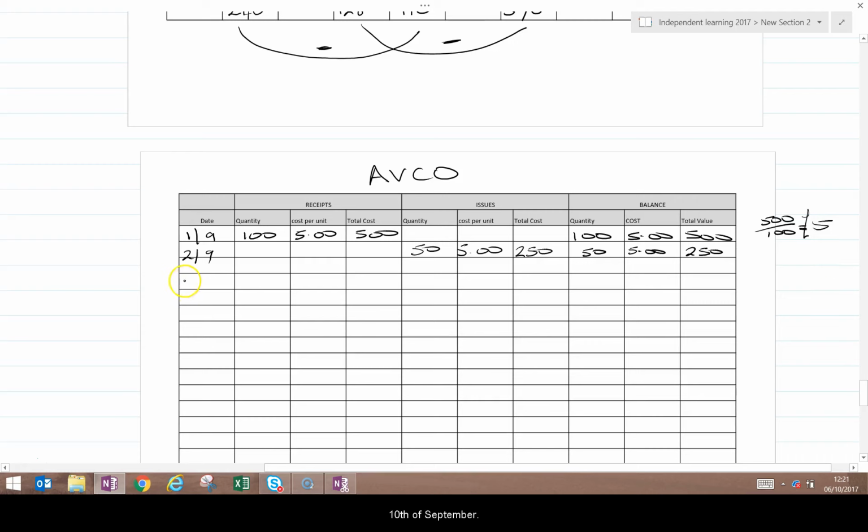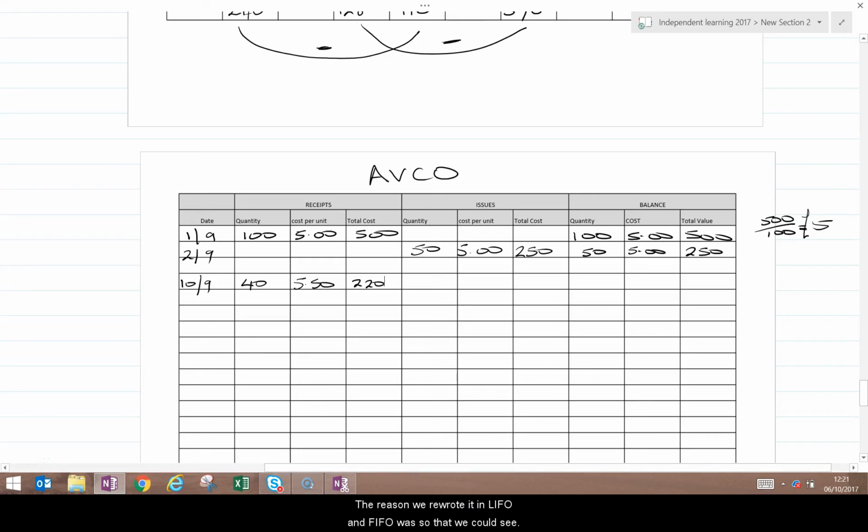The 10th of September, we received another 40. The price had gone up to £5.50, so that's £220. Now, unlike Lifo and Fifo, when we do Avco, we don't need to rewrite what we already have in stock before adding this receipt to it.